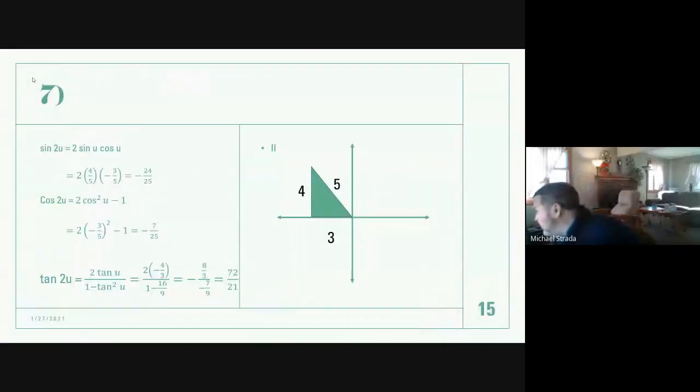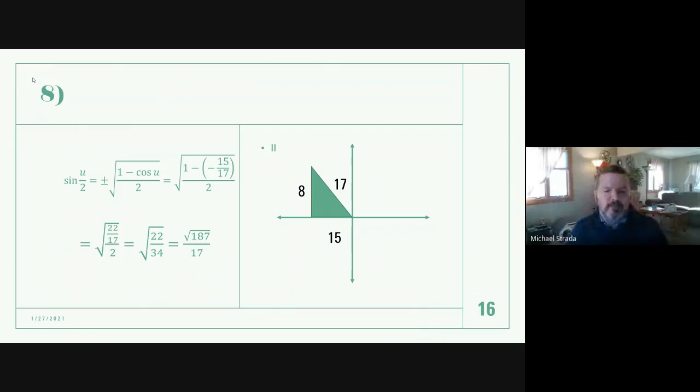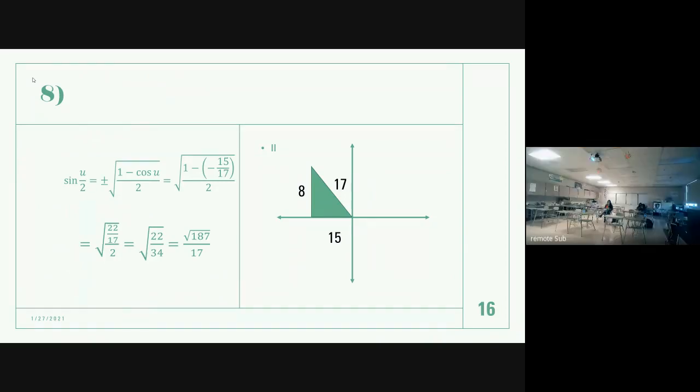All right. Going once, going twice. All right. There's number eight, the sine of u over two. The sine of u over two.